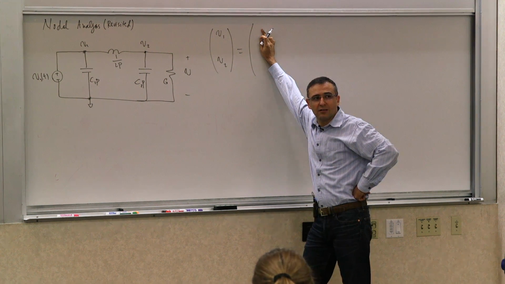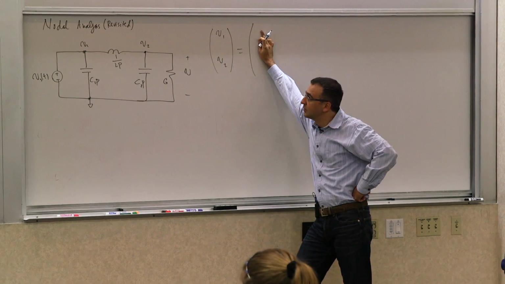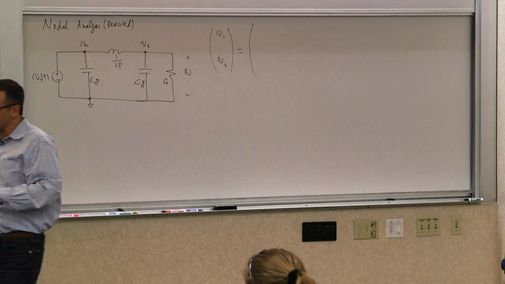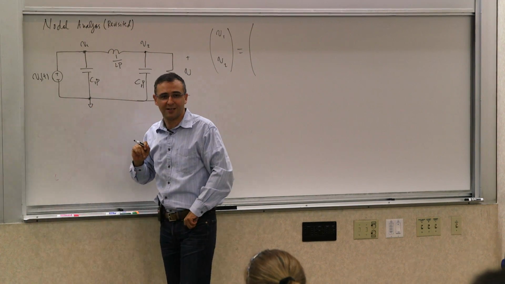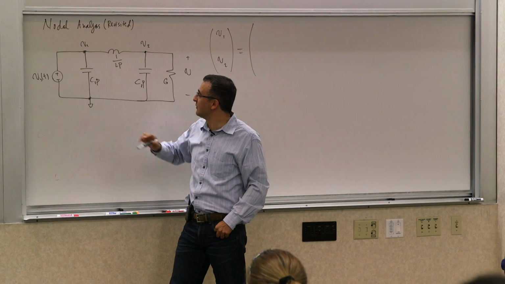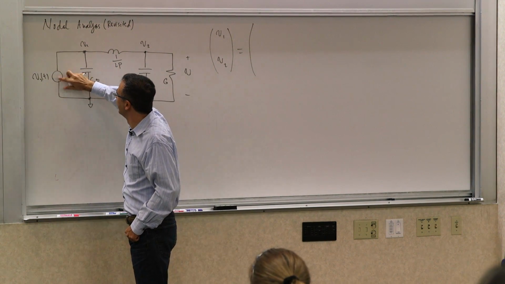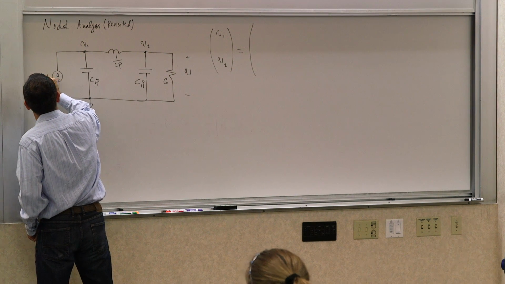How did we do the diagonal terms? All the conductances attached to the node, right? So C1p. Wait a second. Actually, there's something a little bit wrong with this. This has to be a current source. Why does it have to be a current source? Because if it's a voltage source, this voltage is already determined, right? Yeah. No, my bad. So it should be IS of t.